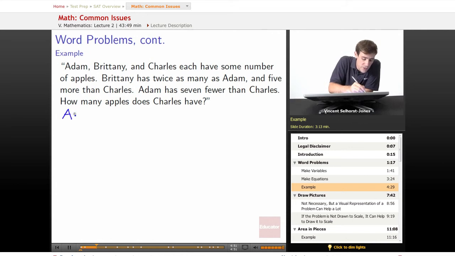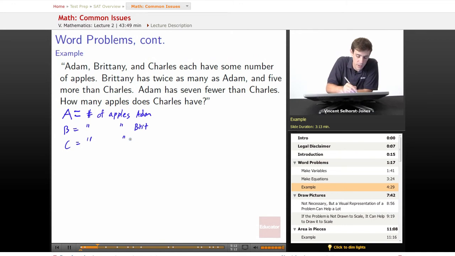Obviously, we need to figure out each one of these, the numbers of apples associated with each person. So A is going to be number of apples for Adam. No surprise there. B is going to be the exact same thing, but for Brittany. And C is going to be the exact same thing, but for Charles. No surprise there at all.